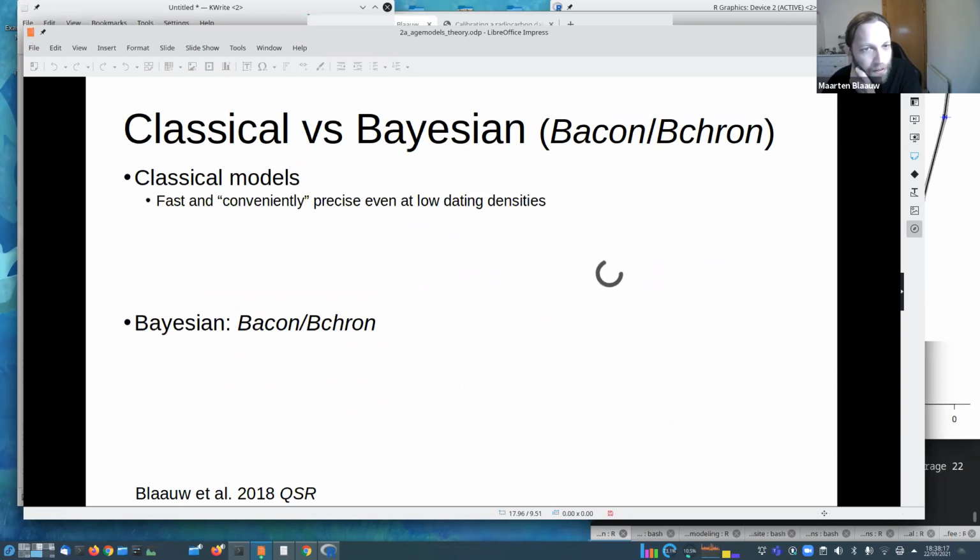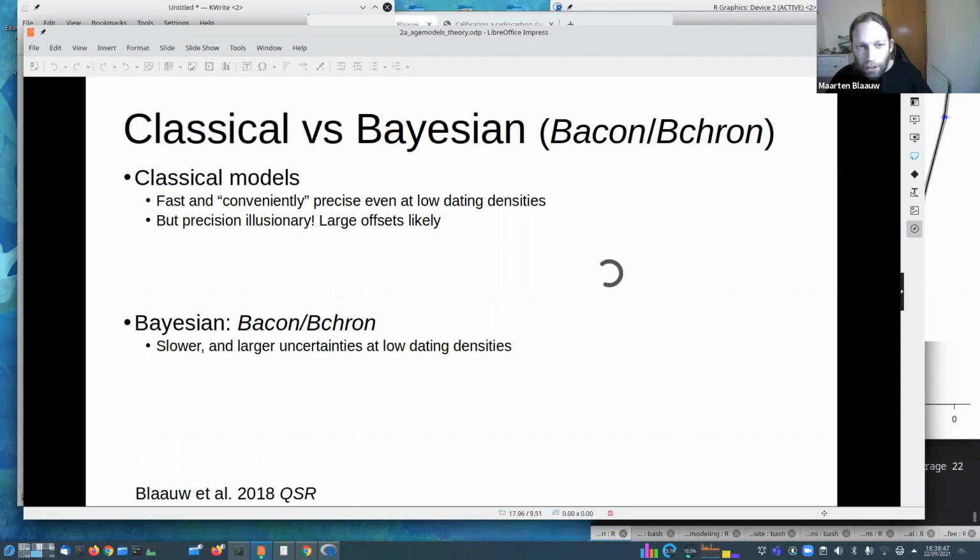And classical ones are fast; they run within a second or so or less, and they seem to be very nice and precise. And that's what we would want to have, like high precision, even or especially at low dating densities. On the other hand, Bayesian models are slower. They take minutes to run, or sometimes hours. And they show larger uncertainties, especially if you have few dates. So that seems to be a bad thing. Yeah. But the precision of classical models is illusory. That's what the paper showed through simulations.